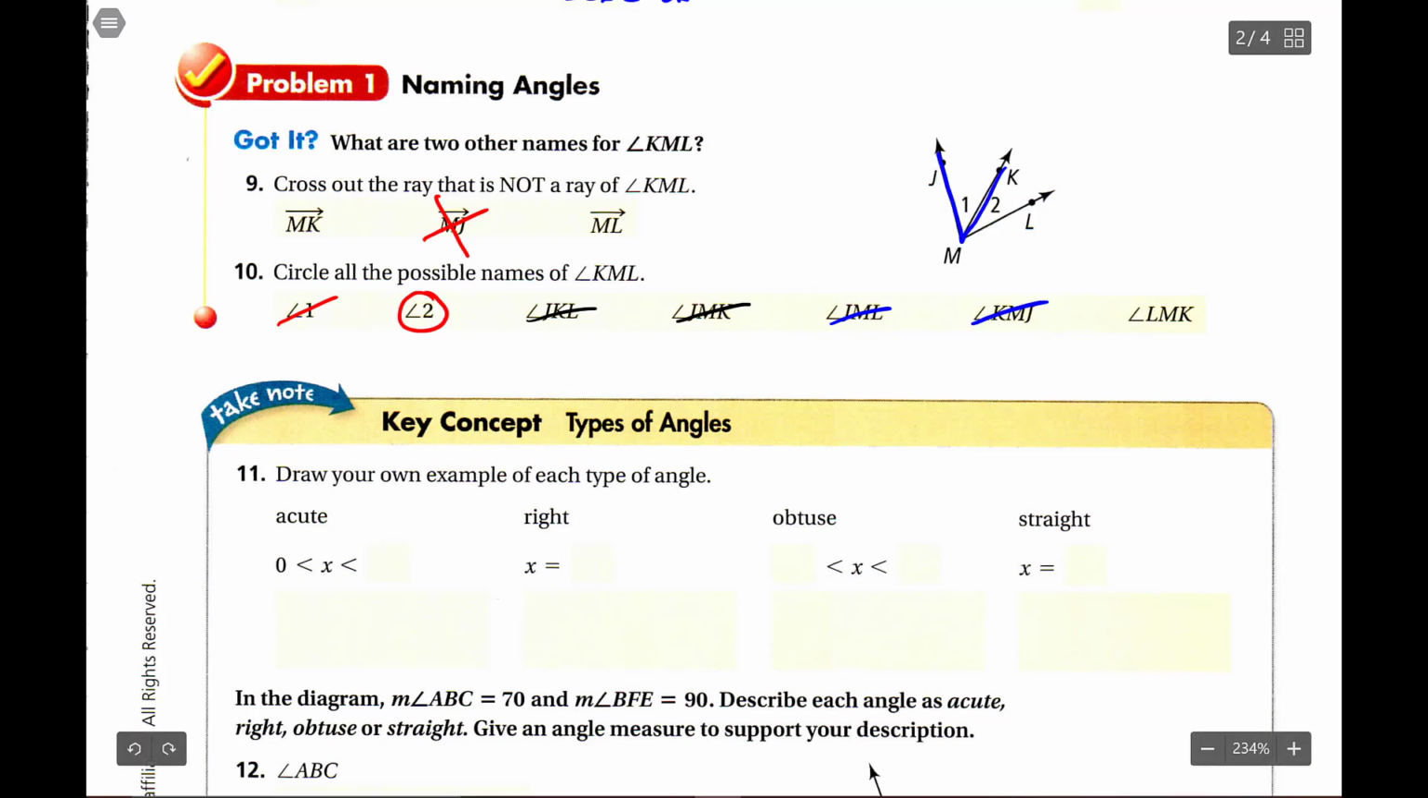KMJ. That does not work for that angle. And then our final one is LMK. That one does work. So we have KML, LMK, angle 2, or we could also just call it angle M when we just name it by the vertex only.